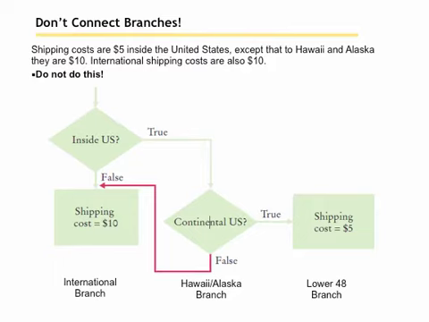Notice that we can't go back up with that flow line from continental US being false. We can't go back up and into the shipping cost equals $10 for that flow line for inside the US being false. Logically, we can't do it in Java, so it would not be correct to show that representation in our flowchart.